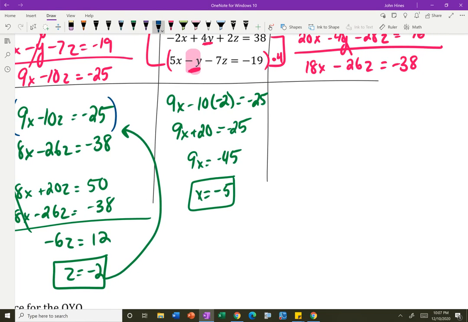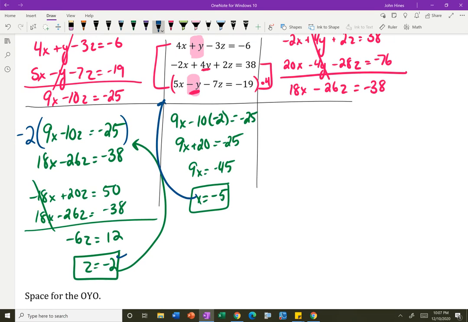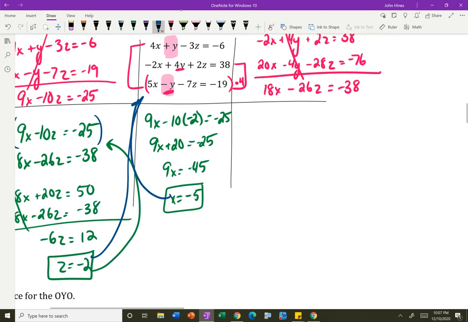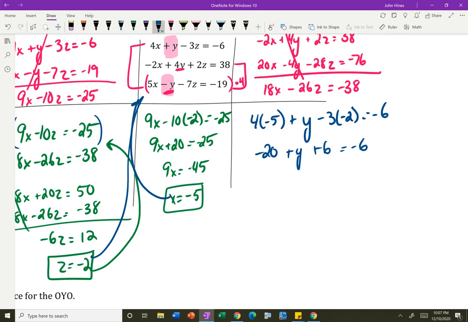So now our final step is to take both of those and plug them into our favorite one. They all look awful, so I'll pick the top one. Plus y minus 3z equals negative 6. Negative 20 plus y plus 6 equals negative 6. So I have negative 14 plus y equals negative 6, combining like terms. And finally, I add 14 and get y equals 8. So that's my final answer.